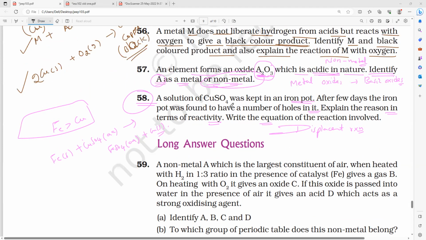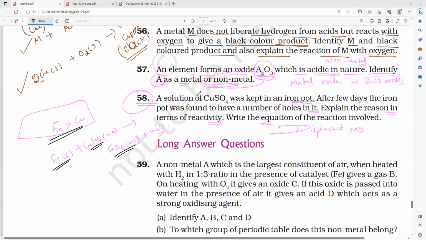So iron is more reactive than copper, so that is why it will undergo a displacement reaction. So what will happen? Iron will start slowly reacting. That's all it is. Okay. So finish it fast. With this, short answer questions are over.